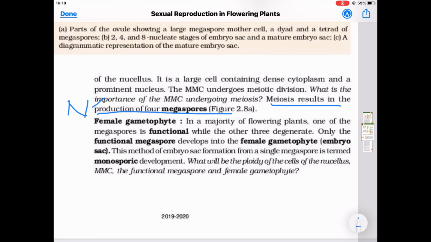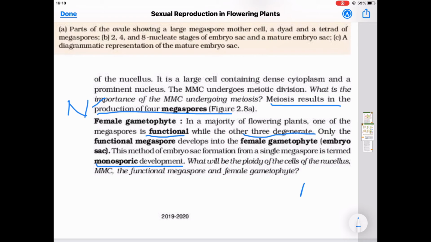Next is the female gametophyte. In the majority of flowering plants, one of the megaspores is functional, while the 3 others degenerate. Only the functional megaspore develops into the female gametophyte or embryo sac. The method of embryo sac formation from a single megaspore is termed monosporic development.